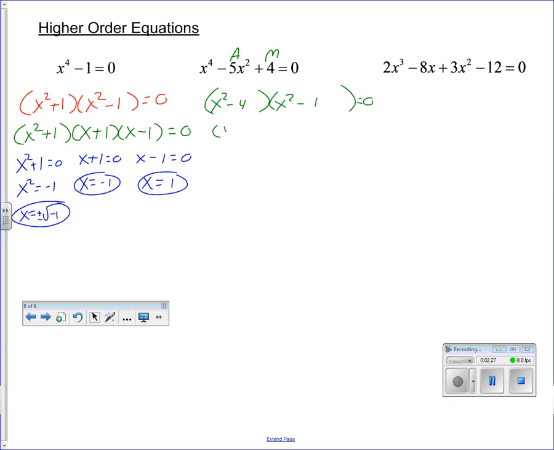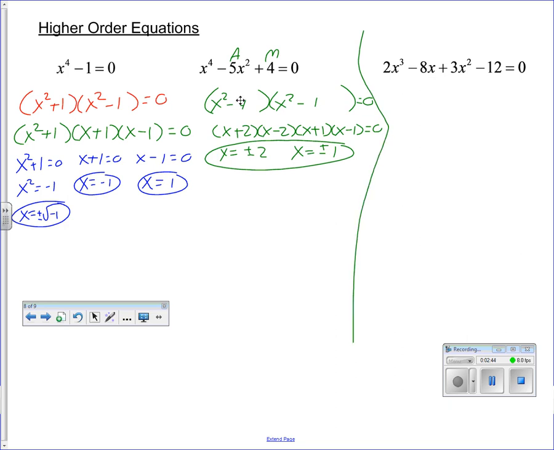And these are both difference of squares. So that's x plus 2 and x minus 2, x plus 1 and x minus 1 equals 0. I'm going to get x equals plus or minus 2 and x equals plus or minus 1 for a total of 4 answers. Let me just separate this a little.